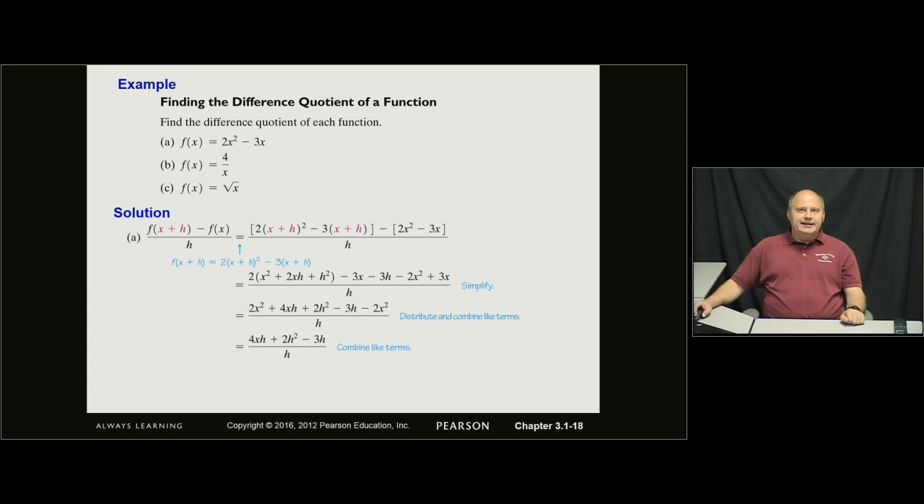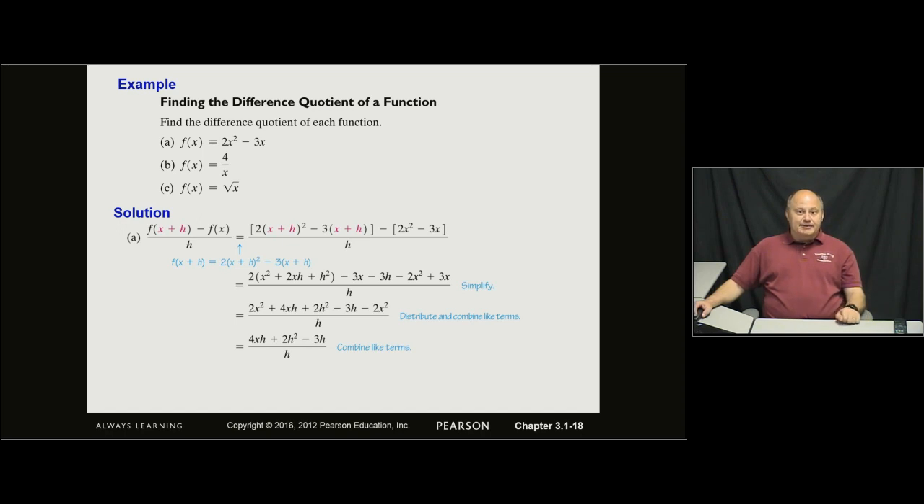Now notice what I did. I combined something really quick. There's a minus 3x and a plus 3x in the third step from the bottom. They canceled out. Now, in the next step, you're going to see a negative 2x squared and a positive 2x squared at the beginning. Those go out. So the terms that don't have an h end up canceling out. Look what's left. We have 4xh plus 2h squared minus 3h.